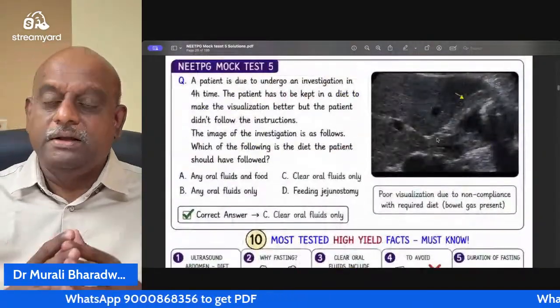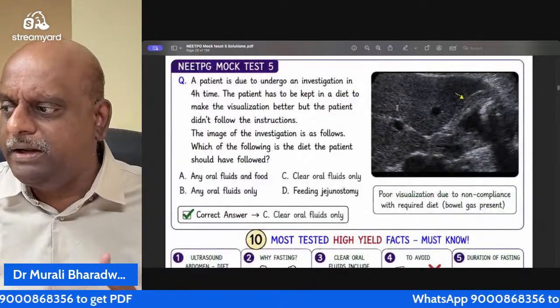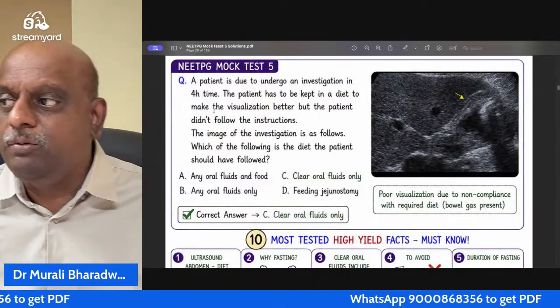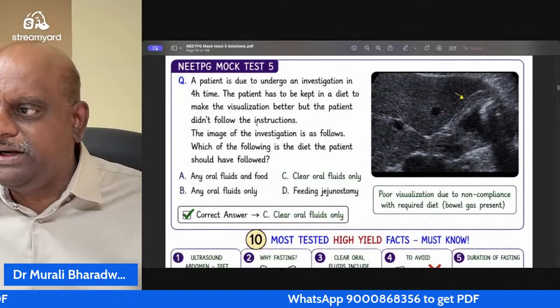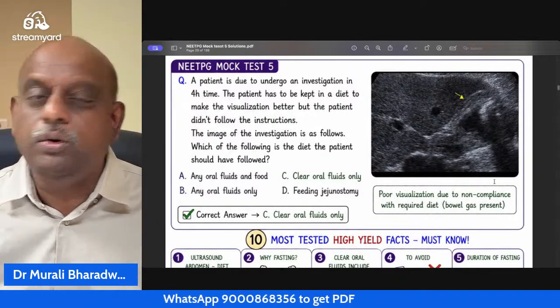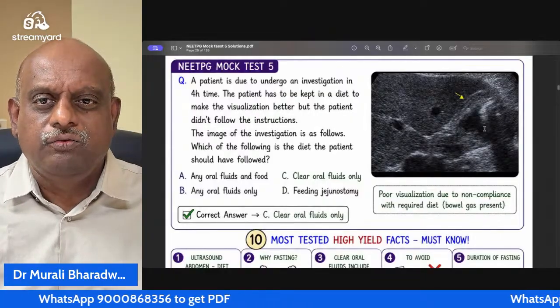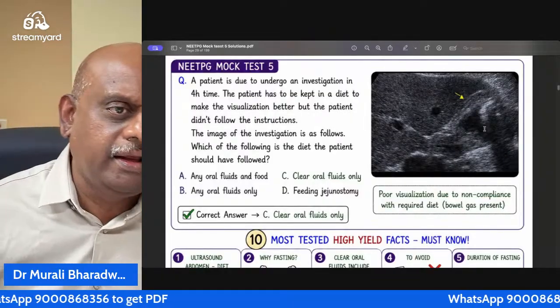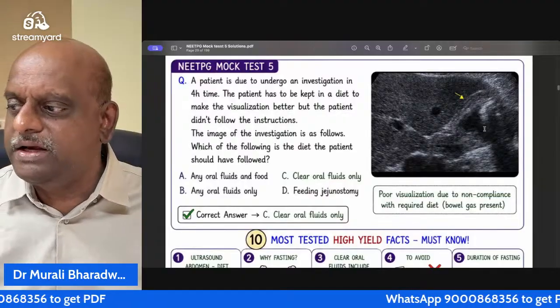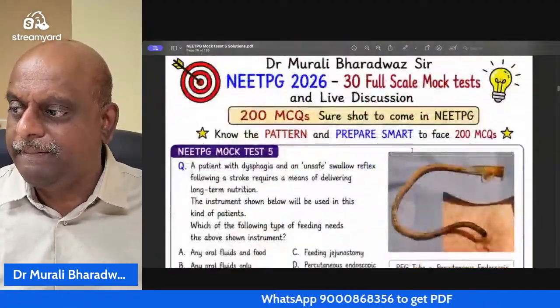A patient is due to undergo the investigation a 4th time. He is being kept on a diet to make visualization better, but the patient did not follow the instruction. So generally, whenever you do ultrasound, any food is an impediment for visualization. You need to be very sure about that.